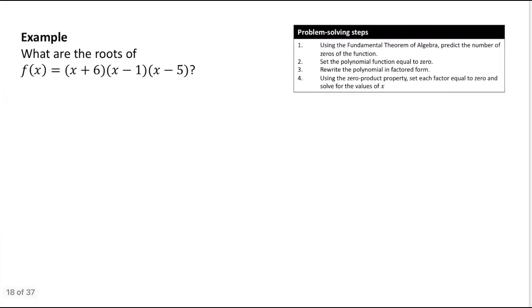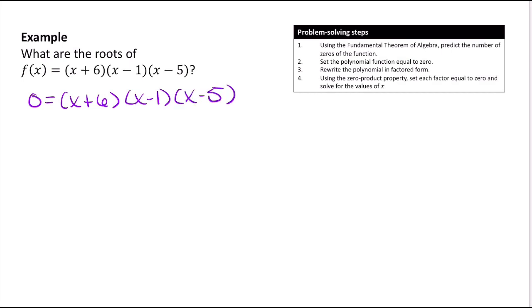So for example, if we have this polynomial here and we say, what are the roots of f of x equals x plus 6 times x minus 1 times x minus 5? Well, remember, when we're finding roots, those are the values that are going to make the function equal to 0. So we would set the function equal to 0. So we have x plus 6 times x minus 1 times x minus 5, and that's equal to 0.